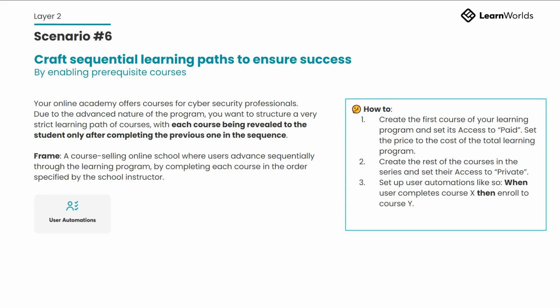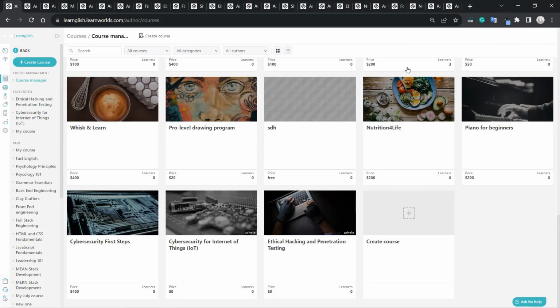Let me again switch my screen. And let's say that we have a program with 3 courses. We have a cybersecurity academy, right? And I've created these courses. Now, notice how these 2 are private, meaning they are hidden, and this is the only one from the program that is a paid public course.